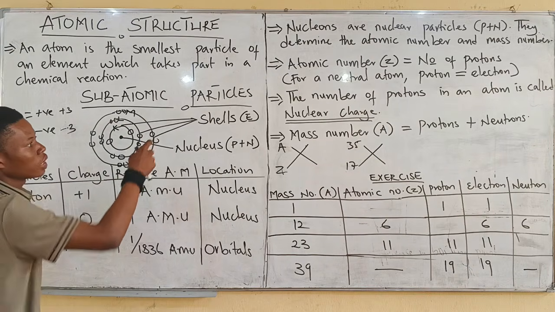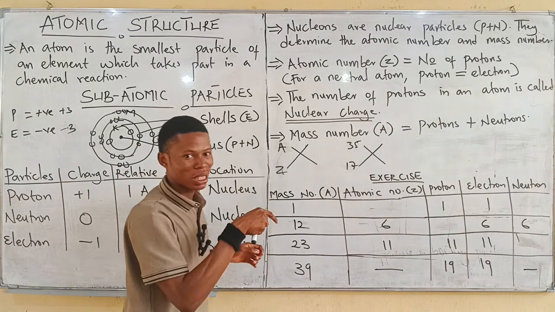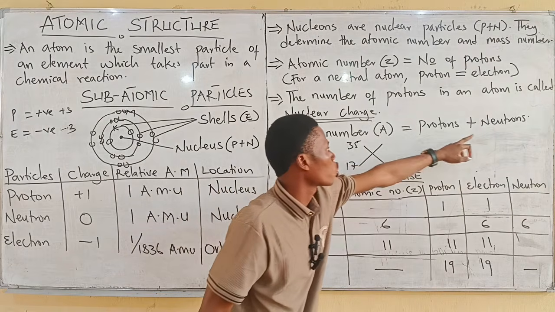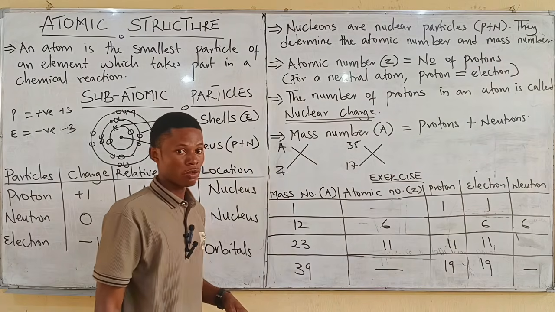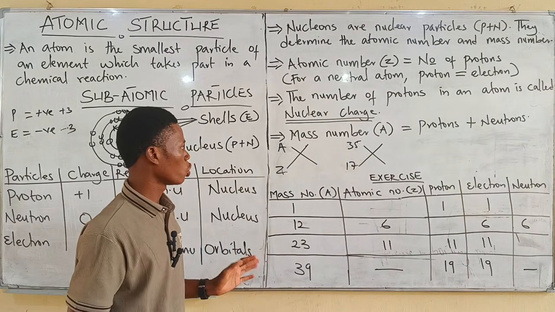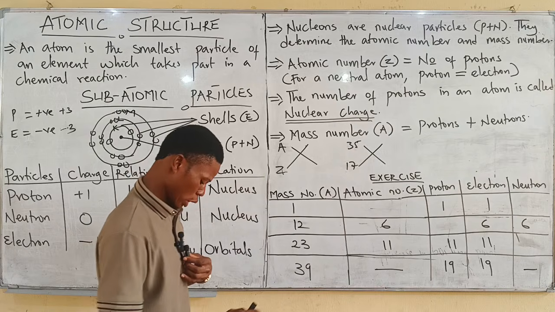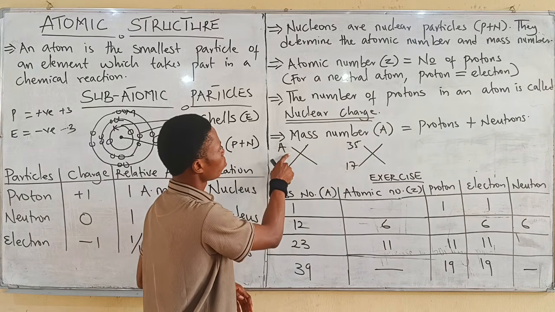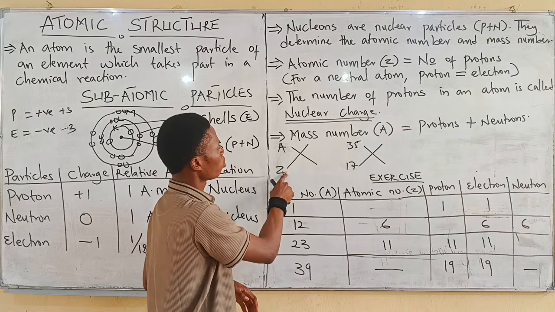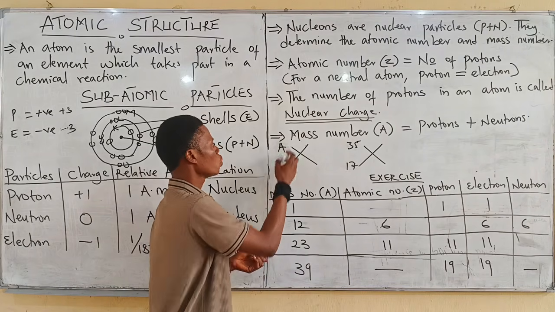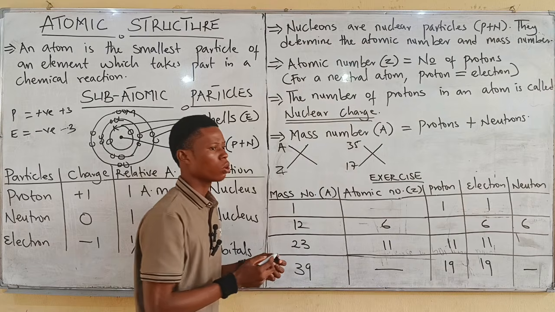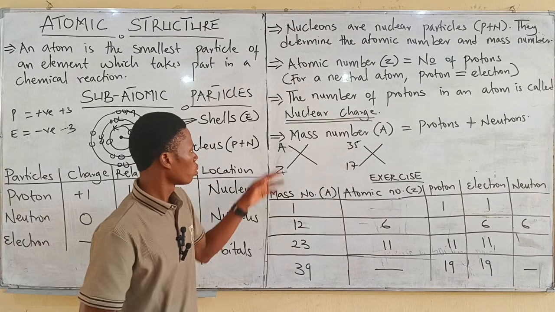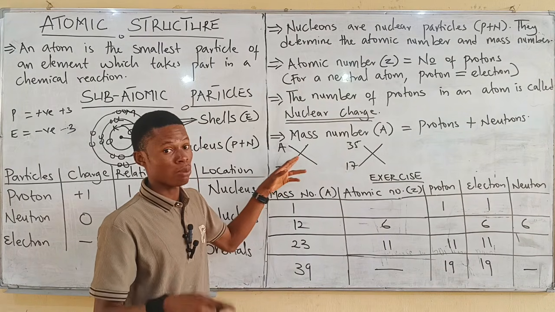So the proton plus the neutron will determine the mass of the atom. That is why we said the mass number is protons plus neutrons. Are you following? So mass number is just protons plus neutrons. And remember, we've said that A represents the mass number and Z represents the atomic number. This X is used to represent a hypothetical element.